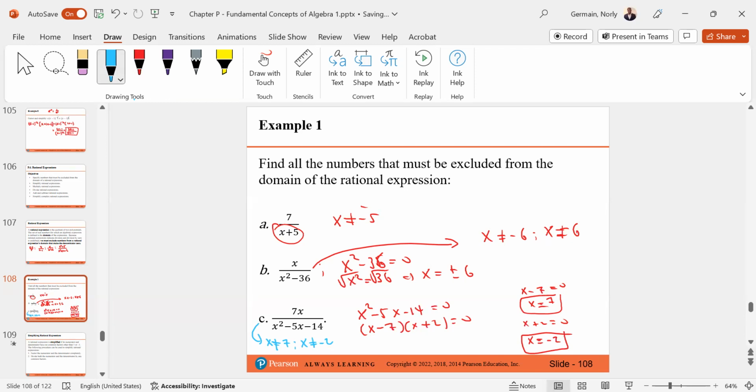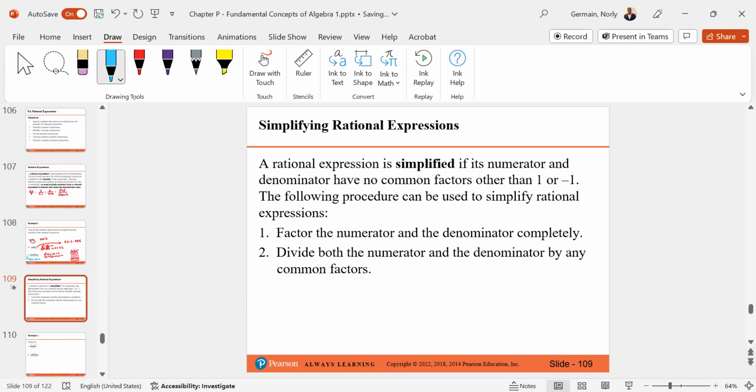Always focus on the denominator, so verify which number must be excluded from the domain, right? We must examine the denominator to do that. In rational expressions, what you can do with them also is simplify rational expressions, right?